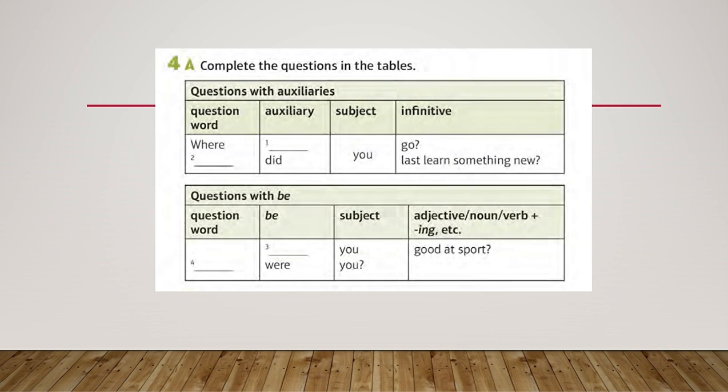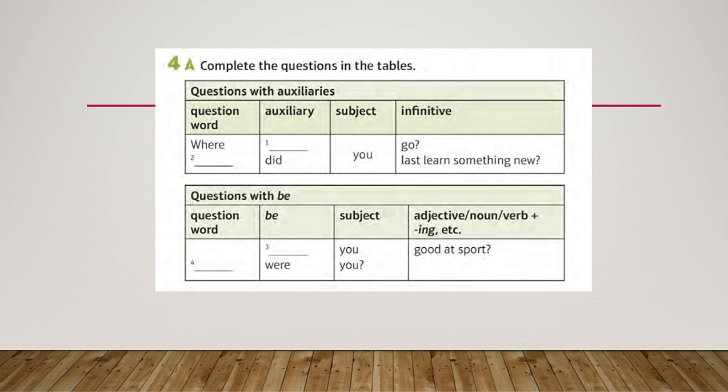So the first thing I want to ask you is to complete these tables, okay? You will be able to see different exercises and you can pause the video anytime you need. First we have questions with auxiliaries and then questions with verb to be. Where did you go, and what did you last learn that was new? Focus on the information that you are given in order to complete.